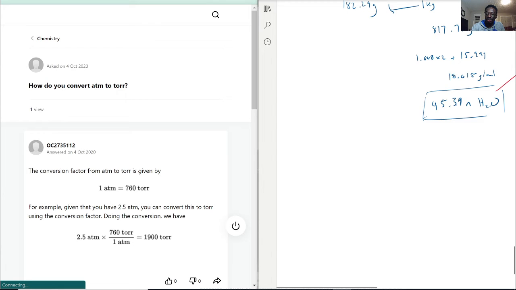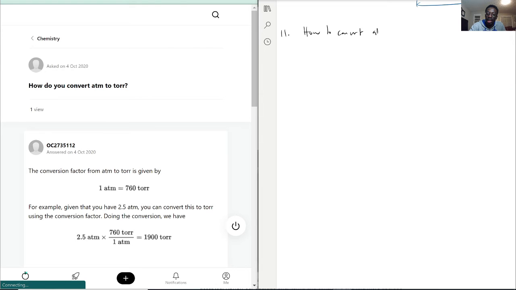How do you convert ATM to torr? So we're starting with ATM and we're ending with torr. So it's going to be X amount of ATM, and because we want to end with torr, we're going to have torr in the numerator and ATM in the denominator. And now to find out how to convert them, it actually says the answer here: 1 ATM is equal to 760 torr. What we're doing is just double checking this as well.